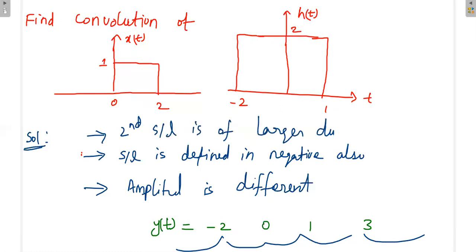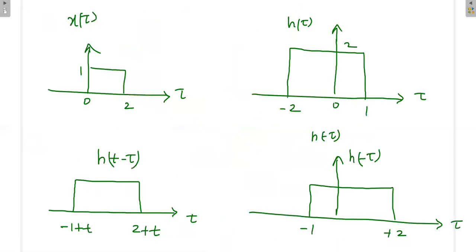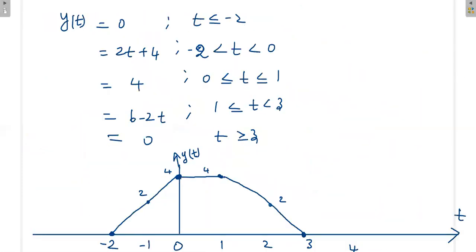Whatever may be, finally we are getting the trapezium. Whenever the rectangular signals do not have equal duration, finally we are getting a trapezium as the answer. And also you can finally verify with the help of the area property: what is the area of the signal x, what is the area of the h of t function, then what is finally the area of y, that you can verify easily. Okay, thank you.